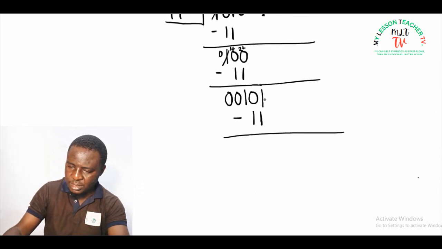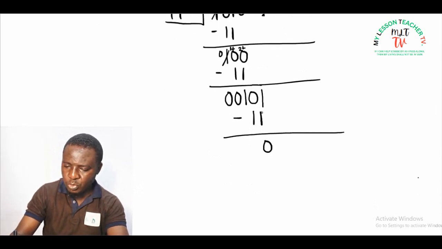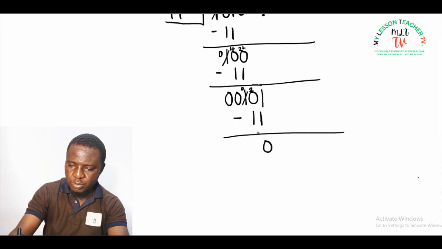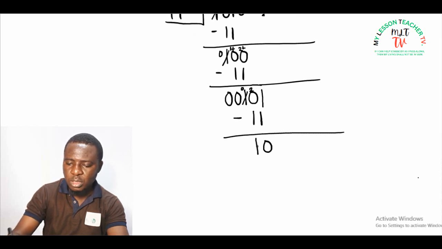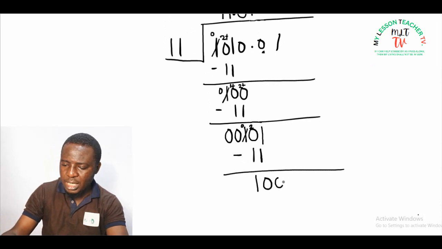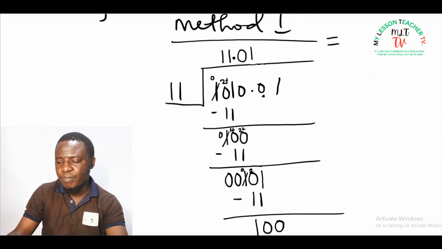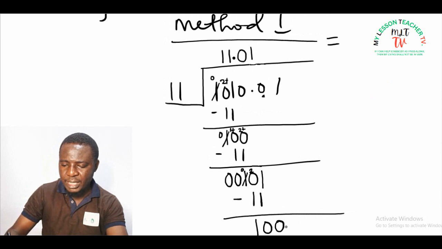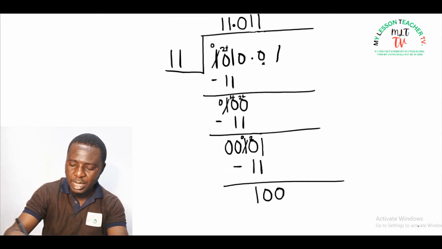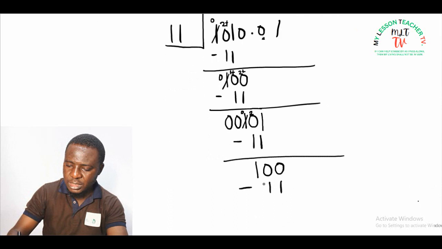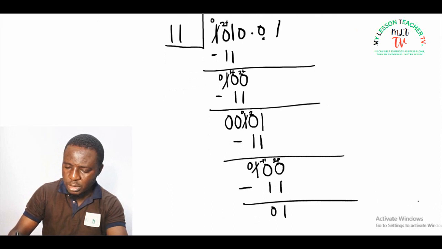Find the difference. This gives us 1 minus 1 is 0. 0 minus 1, it cannot. You borrow 1 from here. This becomes 2. 2 minus 1 is 1. And the rest are zeros. Add a 0 to it and divide. 101 divided by 11 is 1. 1 times 11 is 11. Do the subtraction. This is 0, 1, and 2. This becomes 1, 0.